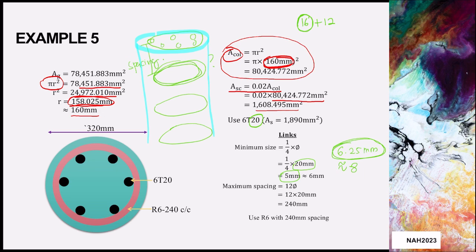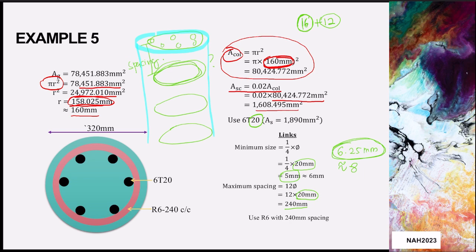Next, we're going to calculate the spacing between the bars using the formula of 12 times the diameter of the smallest longitudinal bar. And because we have only one size, take 20 mm. But if you use combination bars, take the smallest one, for example 12 mm. So 12 times 20, you get 240.